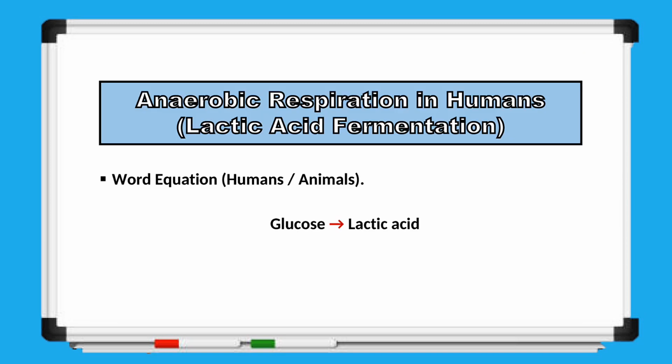Now, let's see how we write the word equation for anaerobic respiration in humans or animals, which is also called lactic acid fermentation. Basically, in this process, glucose is broken down without oxygen to produce lactic acid. So, the word equation is simply, glucose turns to lactic acid directly in the absence of oxygen. This tells us that the cells get a quick supply of energy when oxygen isn't available, even though it's less than what they would get from normal aerobic respiration.